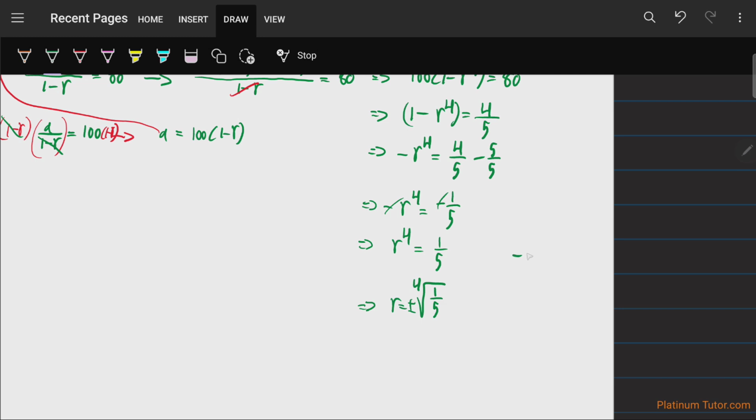Because if I take the negative fourth root of 1/5 as r and raise it to the power of 4, the negative cancels. If I multiply this by itself 4 times, I'm going to get 4 negatives being multiplied by each other, and that's a positive. So the negatives go away and we get 1/5. So both of these work.